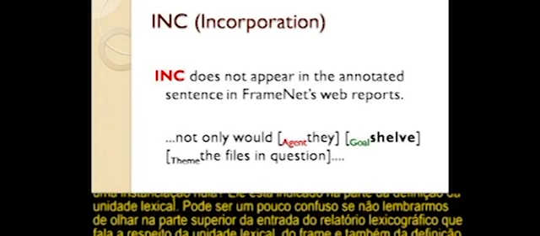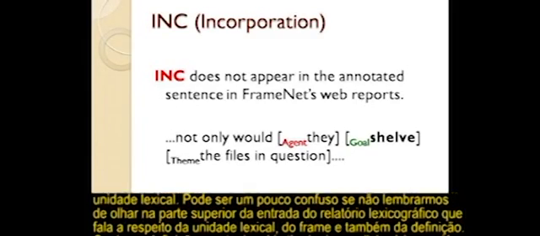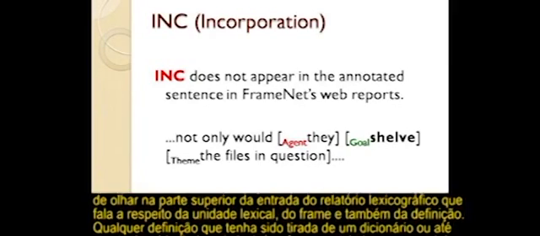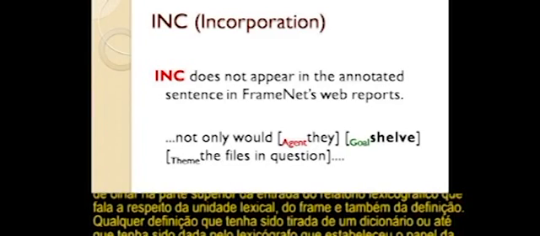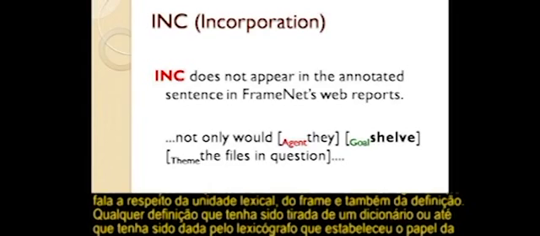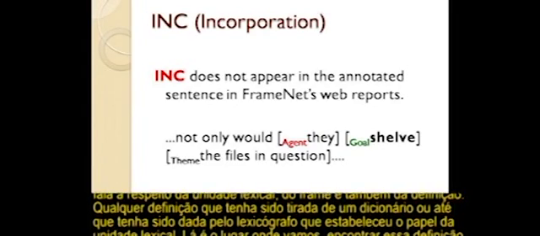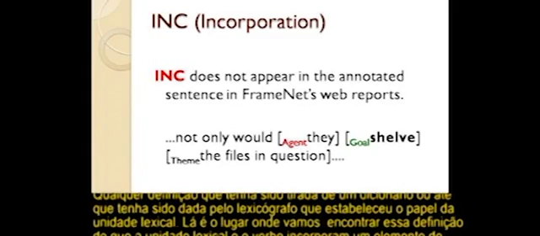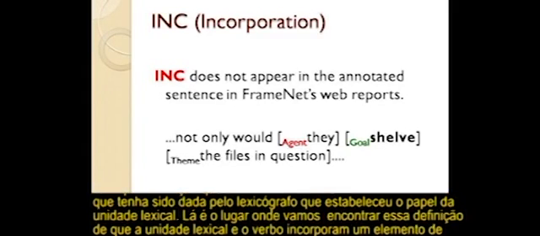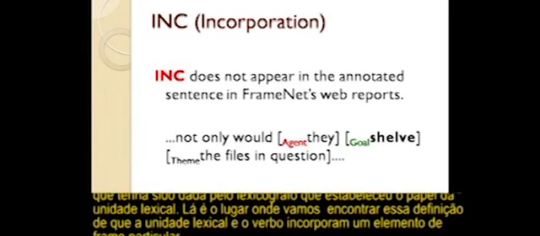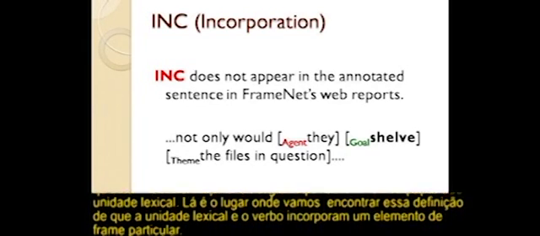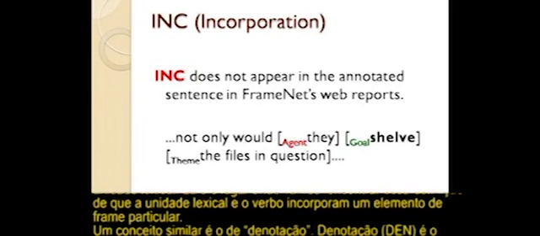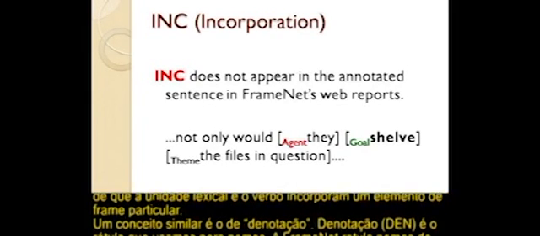It's indicated in the part of the definition of the lexical unit. Okay? It could be confusing if you don't remember to look in the top part of the lexical entry report. It tells you the name of the lexical unit, tells you the name of the frame, then it gives a definition, either one that we took from the Concise Oxford Dictionary or one that a FrameNet lexicographer wrote for that lexical unit. Right? That's where you find that a lexical unit, a verb, incorporates a particular FE. Okay?